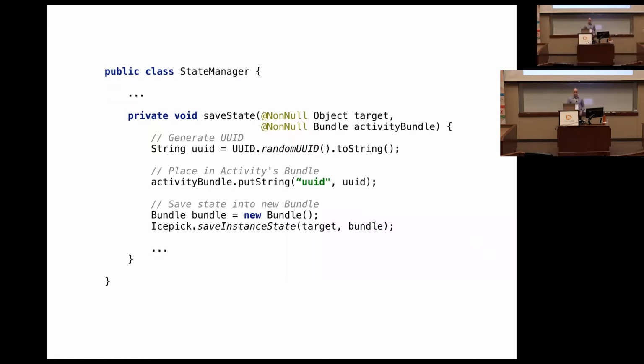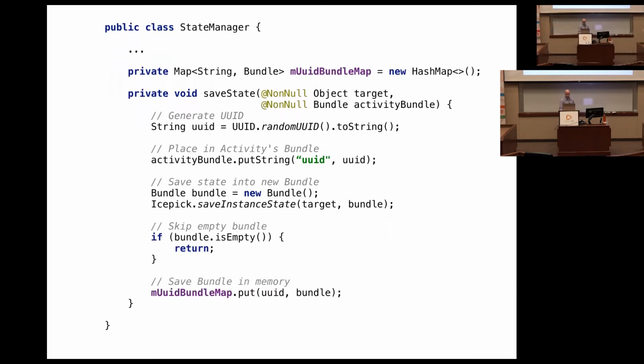Now what we're going to do is make our own bundle, and we're going to leverage icepick for this example. We're going to use icepick to actually save our state, but it's going into this other bundle, and this other bundle, we're going to hold on to it ourselves.